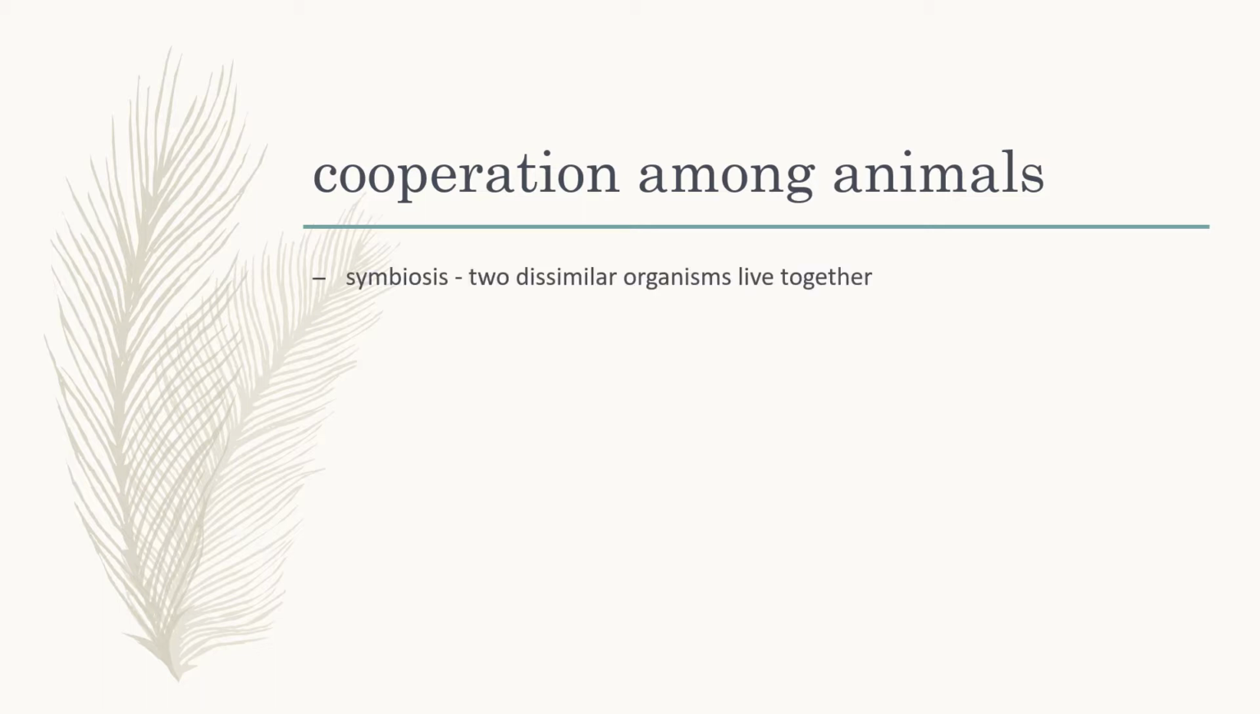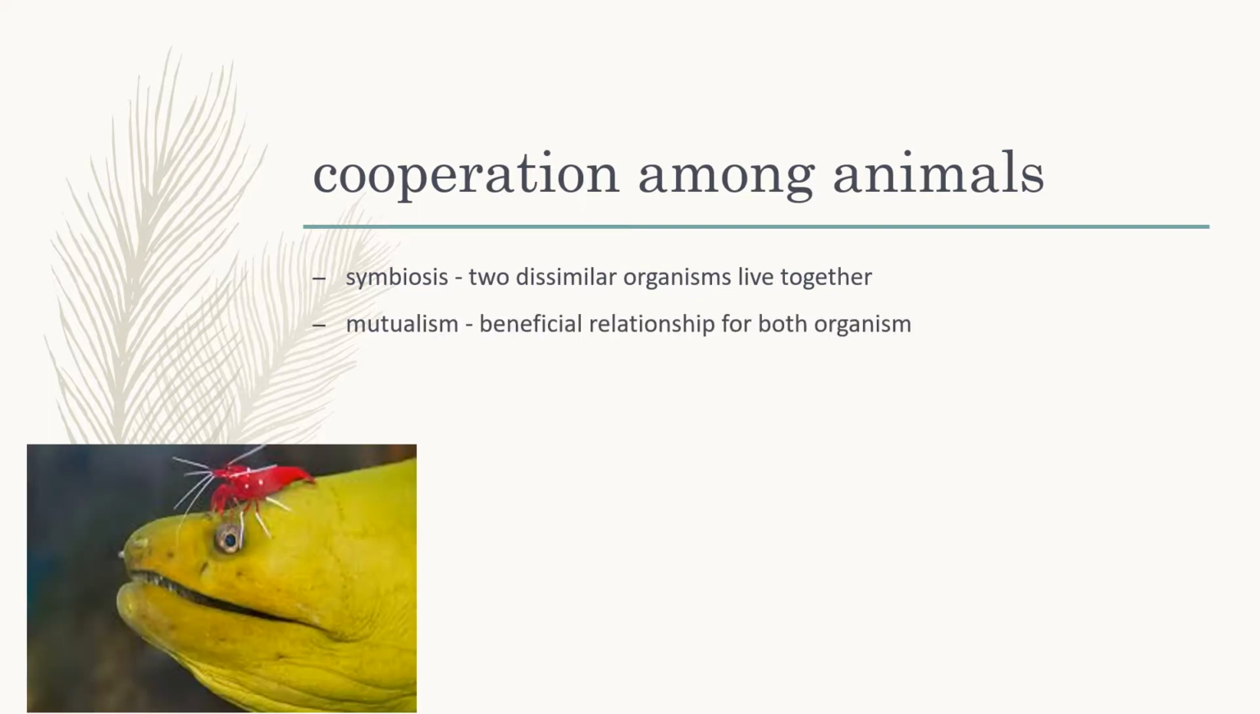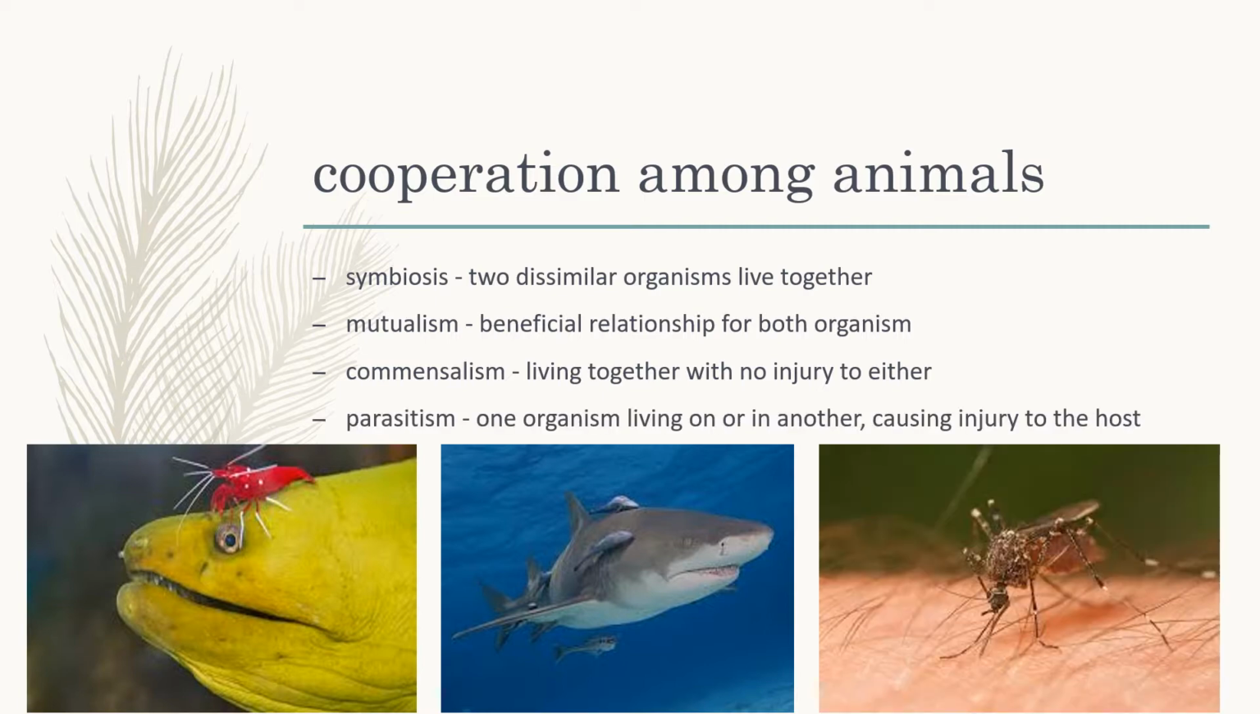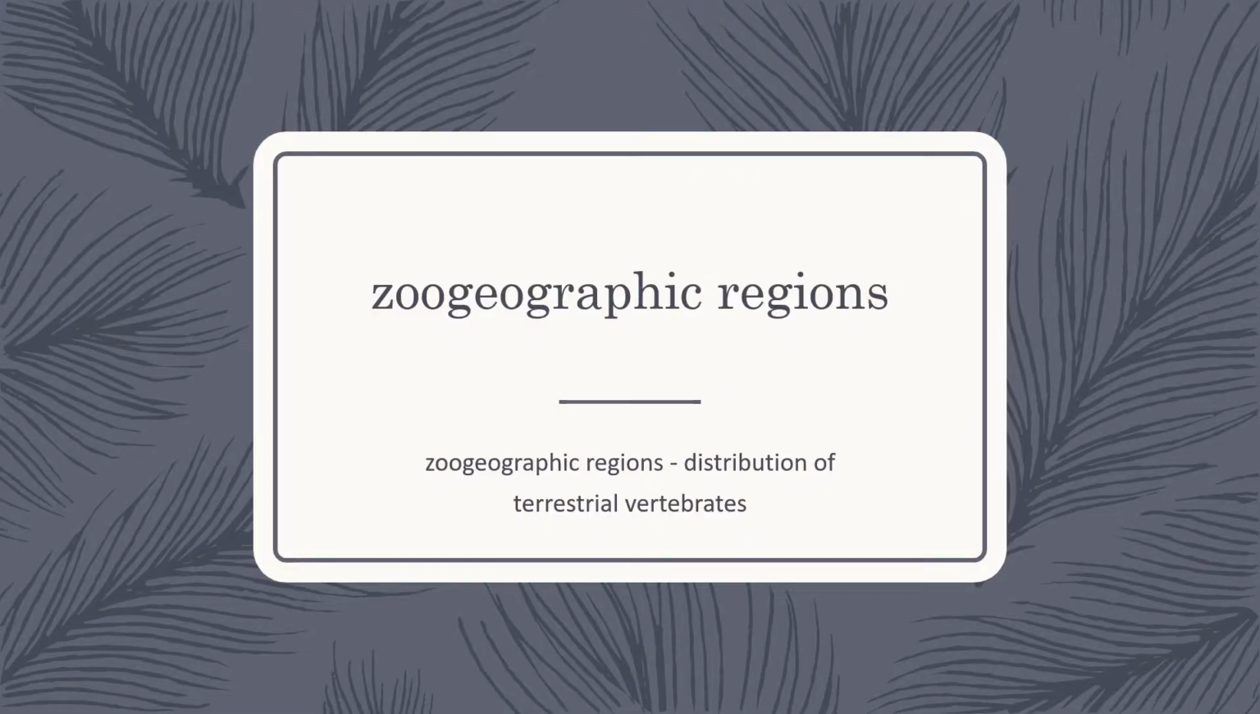This is called symbiosis when two dissimilar organisms live together. One type of this is mutualism, in which the relationship benefits both parties and causes no harm. Another type is commensalism, in which they live together with no injury to each other but no particular benefit either. And the last type is parasitism, where one organism lives on or in another and causes harm to the host organism. There are zoogeographic regions in which the world is divided that are different than ecosystems or biomes.